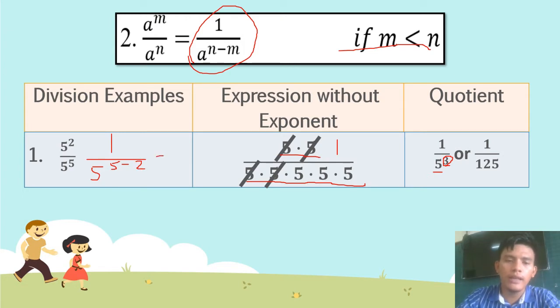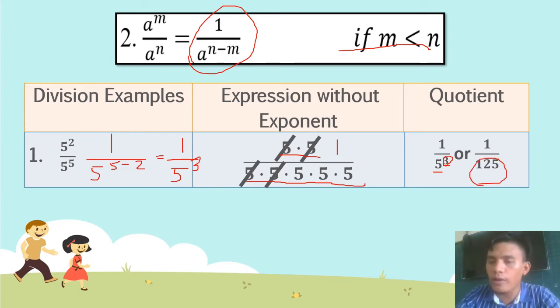That's why you simplify that. 1 over 5, 5 minus 2, that is 3. So 1 over 5 cubed. Or you simplify 5 cubed as 125. And the final answer is 1 over 5 cubed, or 1 over 125.